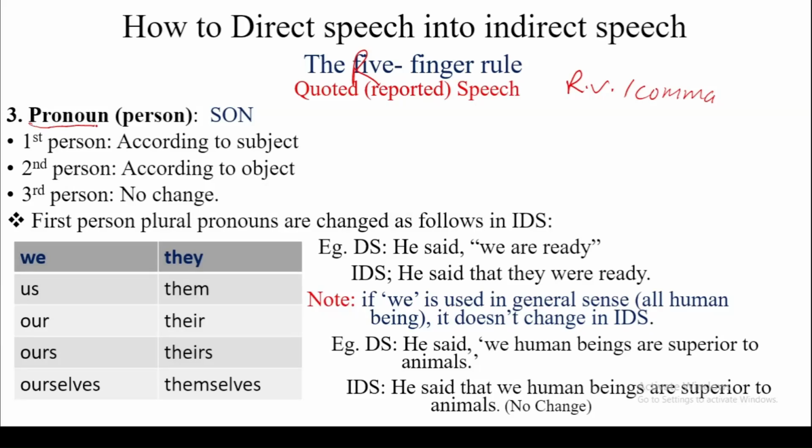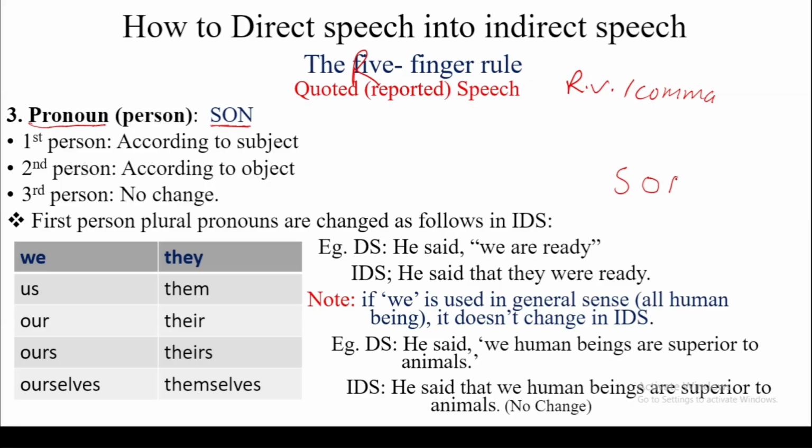How a pronoun of direct speech is changed into a pronoun of indirect speech. We have a rule. The rule is known as SON. Let me explain the rule SON.